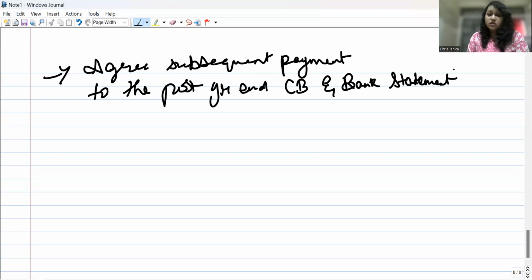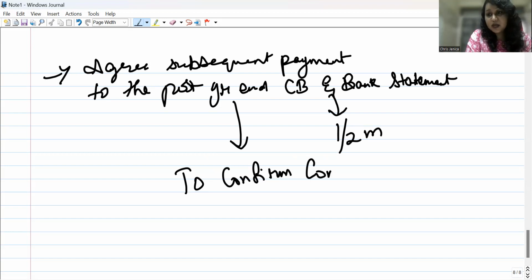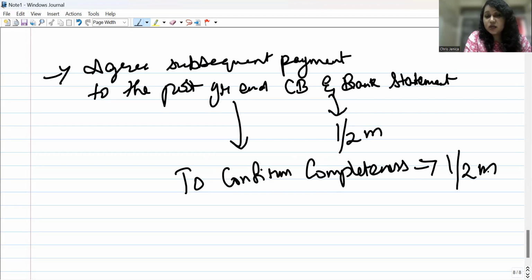Okay, so this will gain me only half mark because I've mentioned what I'm going to do, but I've not mentioned why I'm going to do it. So why am I going to do this? To confirm which assertion? This is going to be completeness. To check whether it has actually happened, whether it has been completed. So this will gain me half mark. So totally this complete point is going to give me the full mark.